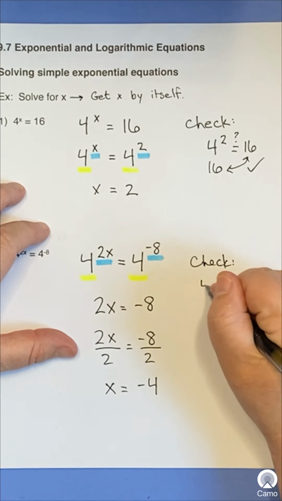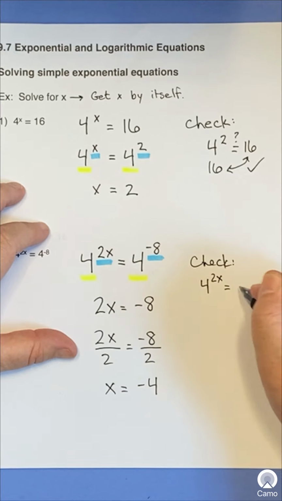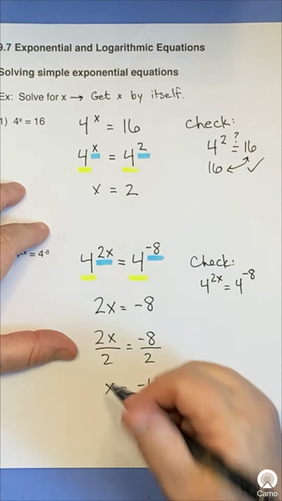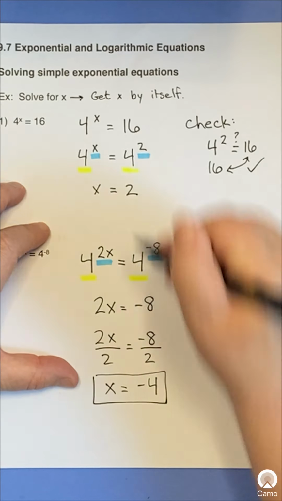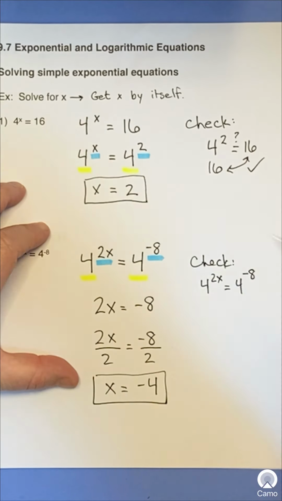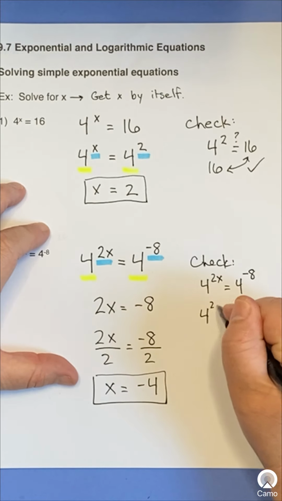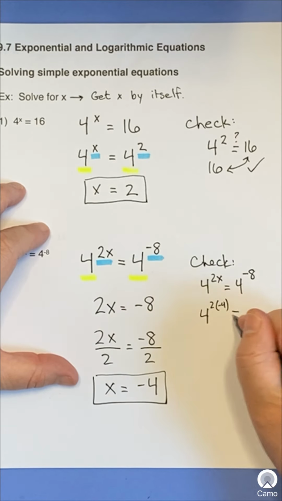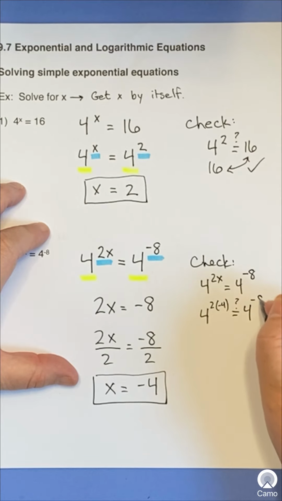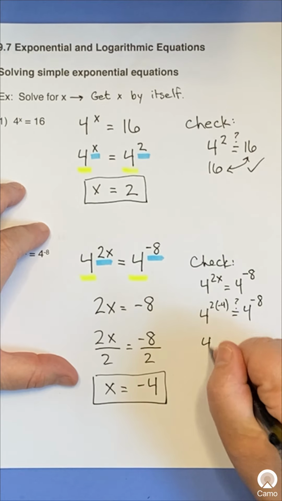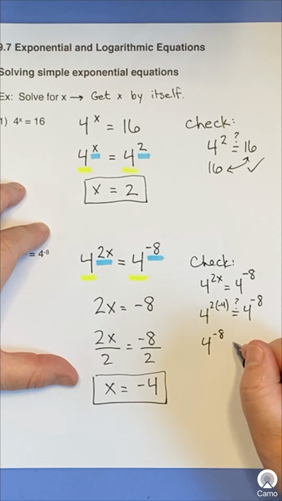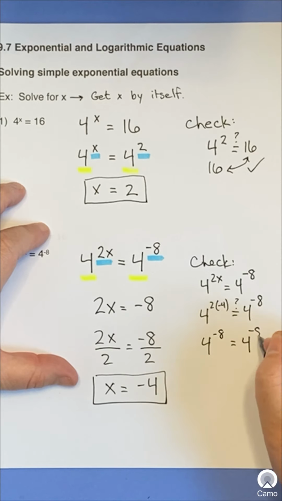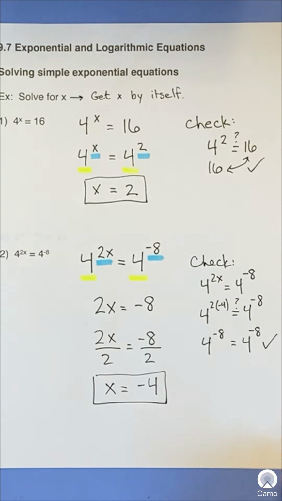If I have 4 to the 2x equals 4 to the -8, and I should have put a box around these answers so that you can see them more clearly, and we've got x equals -4, then that's 4 to the 2 times -4. Does that equal 4 to the -8? And this is 4 to the -8. Yeah, that does equal 4 to the -8. Woohoo! 4 to the -8 equals 4 to the -8.